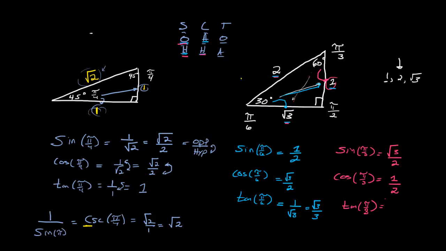And then lastly, tangent of pi over 3. Tangent is going to be the opposite. The opposite of the 60 is going to be square root of 3 over the adjacent, which is going to be the value of 1. I'm sorry, I thought I wrote that backwards, but actually I didn't. Tangent of pi over 3 is the opposite, which is square root of 3, over the adjacent, which is a value of 1.